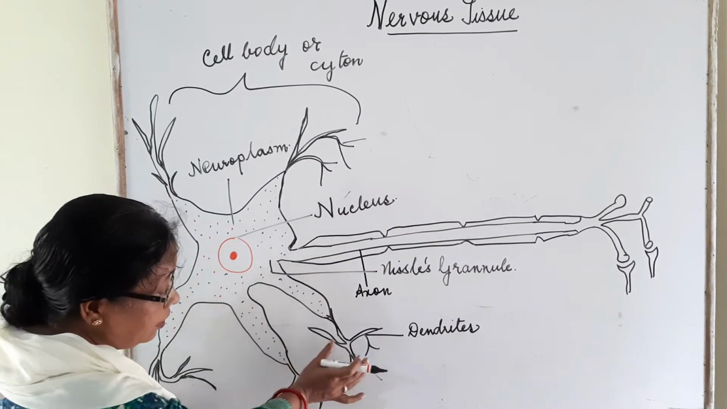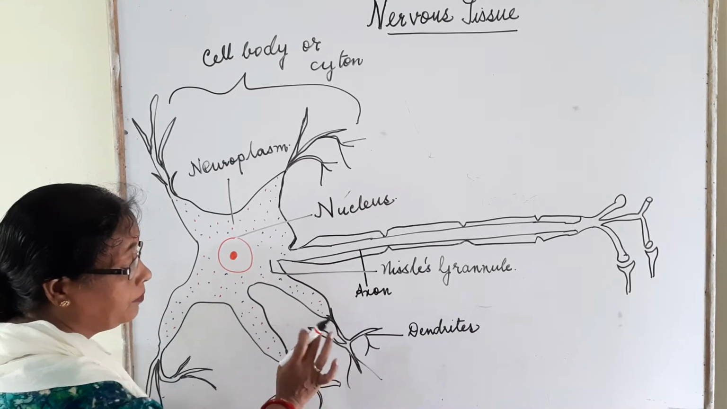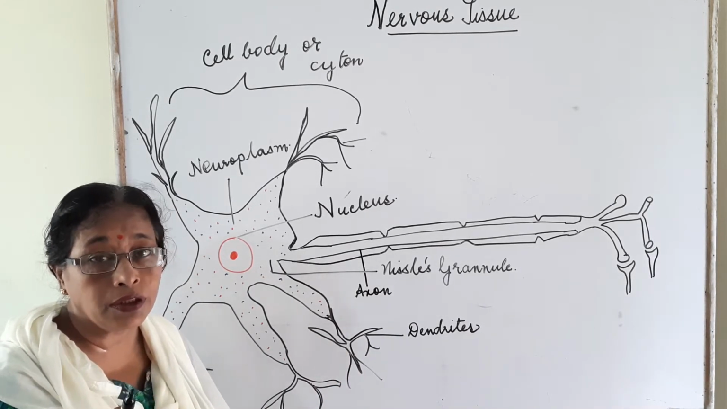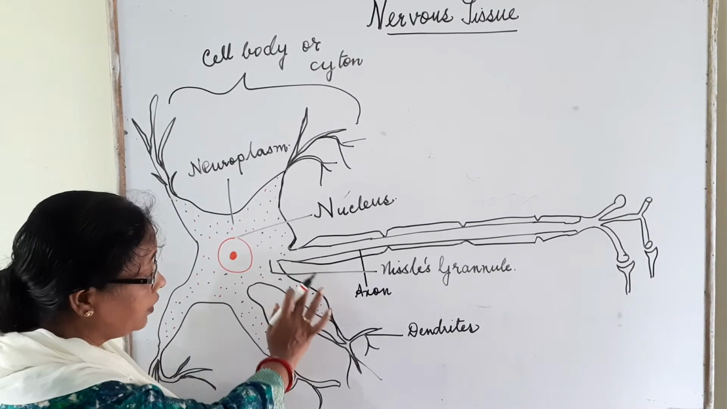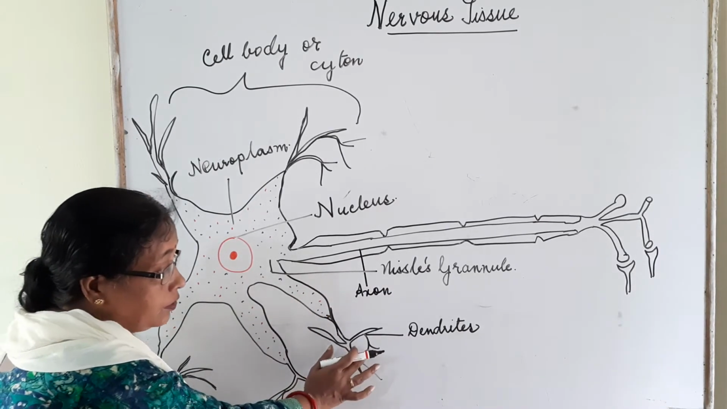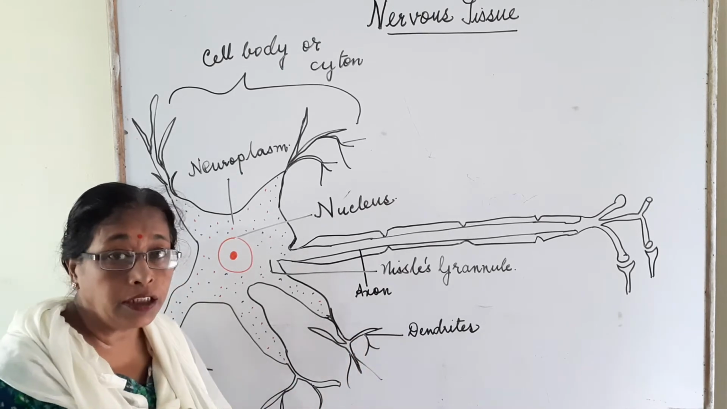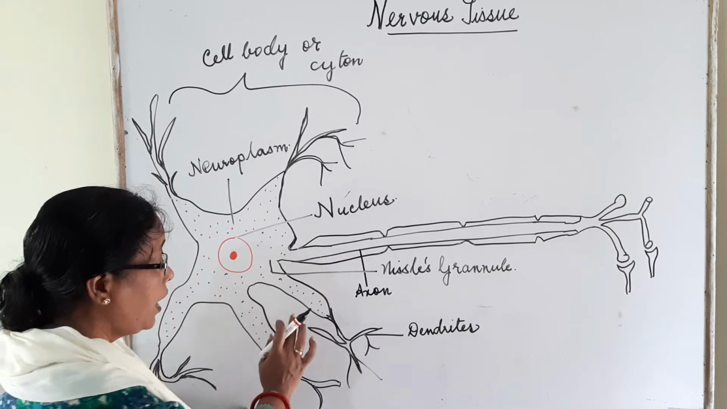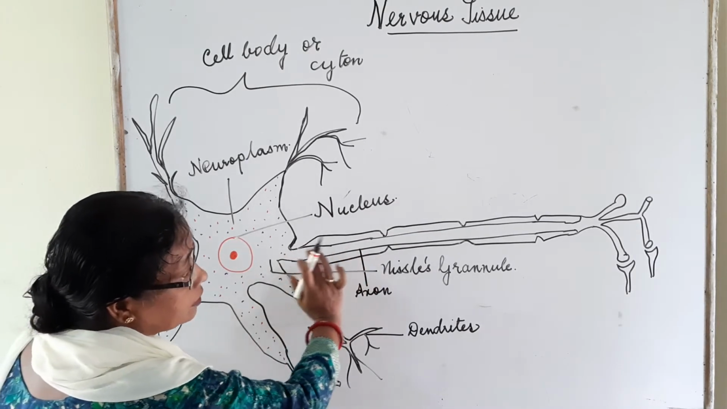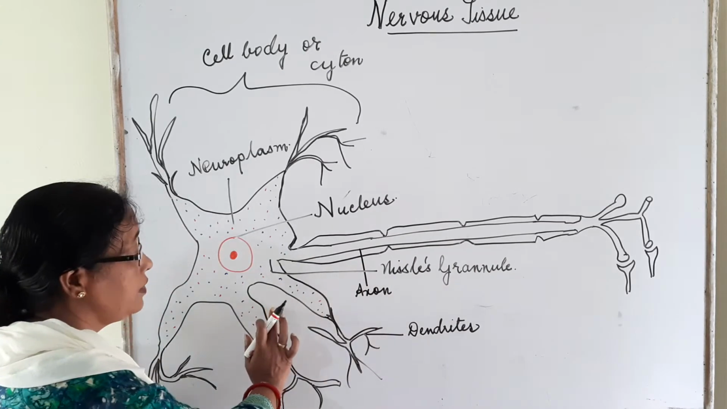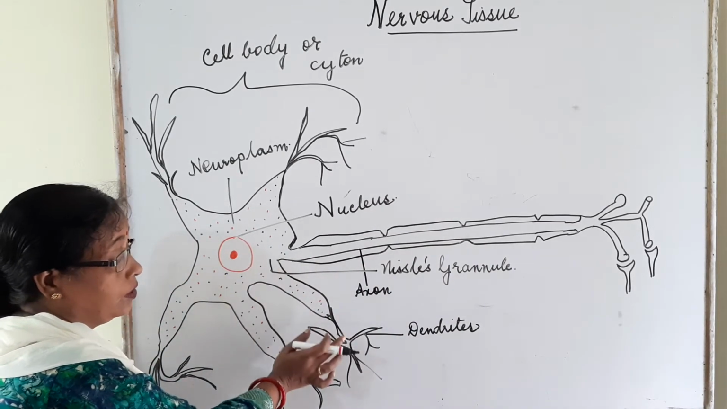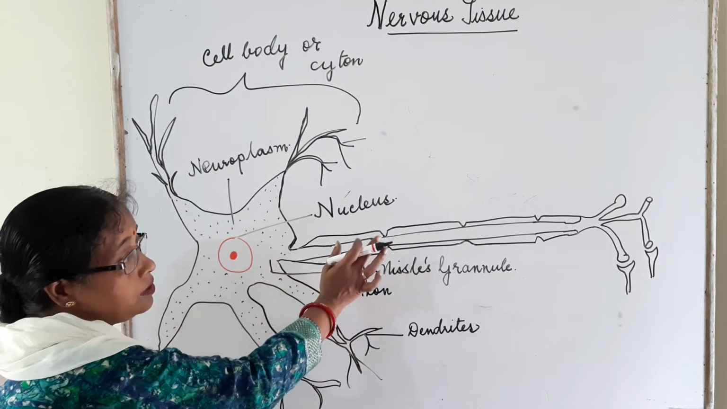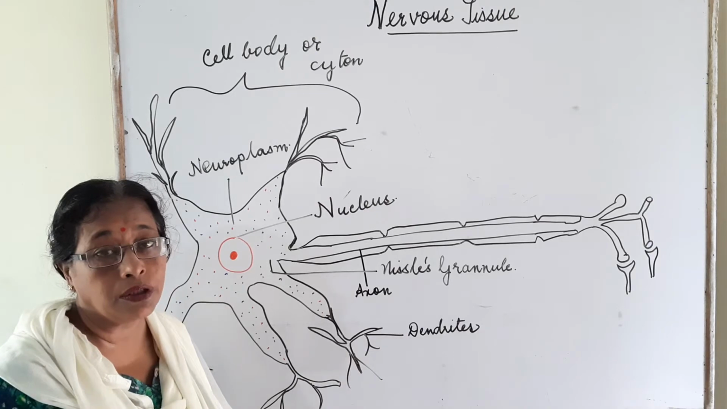Now we come to the dendrites. These are branch structures, hair-like outgrowths which are actually the protoplasmic outgrowth of the cyton. The dendrites collect impulses. They gather impulses from the surrounding areas and send them to the cyton. The impulses first come to the cyton and then travel down towards the axon.